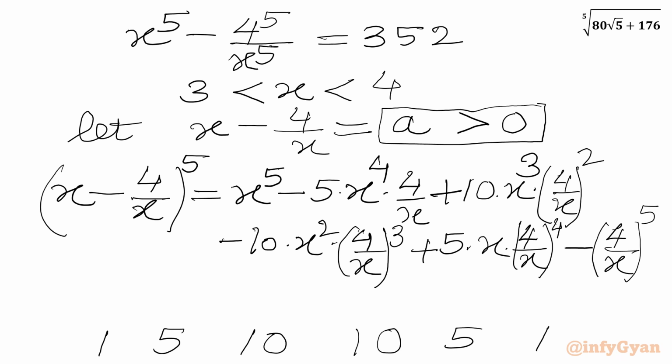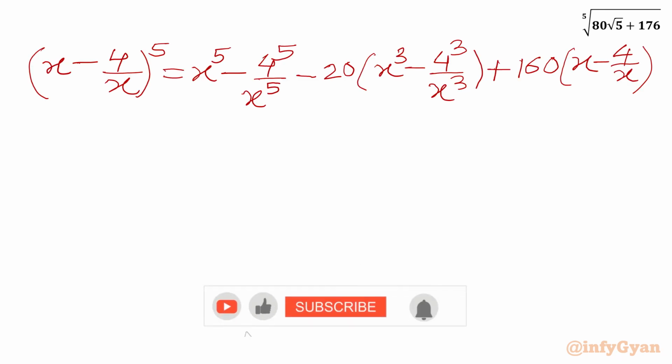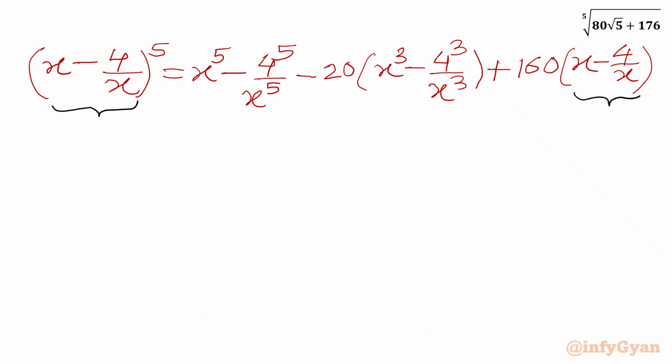Now we have to arrange the terms. Let me write here. Here it is. Now we know x minus 4 over x. Here also we will write x minus 4 over x as a. x power 5 minus 4 power 5 over x power 5. This is 352. The only constraint is we do not know this bracket. So let us find out.